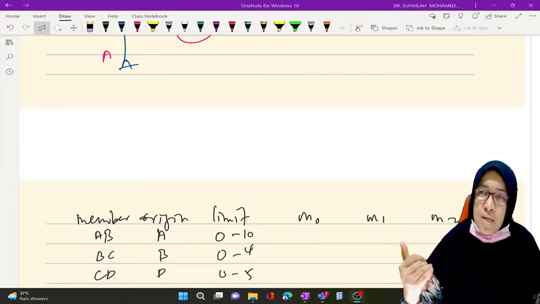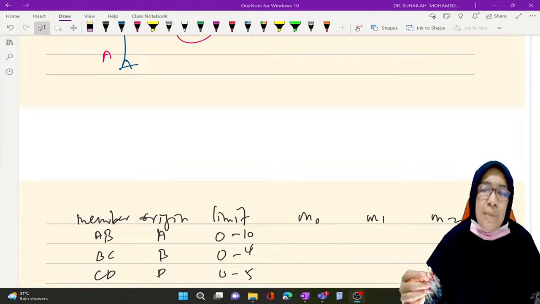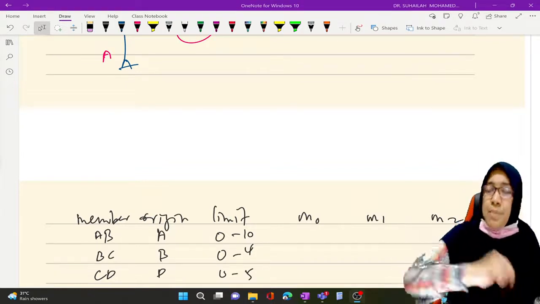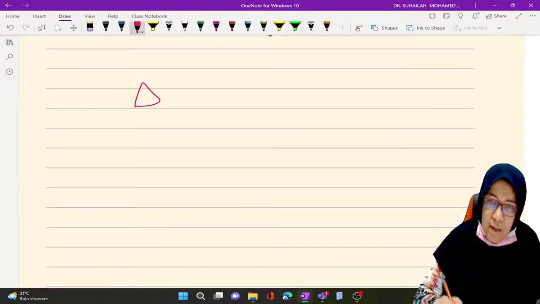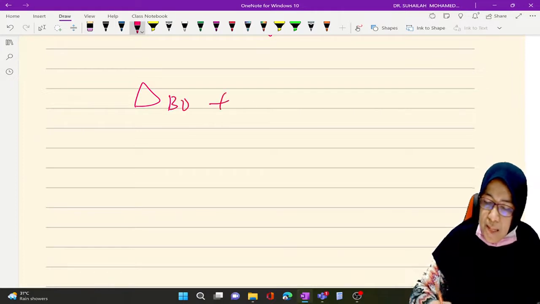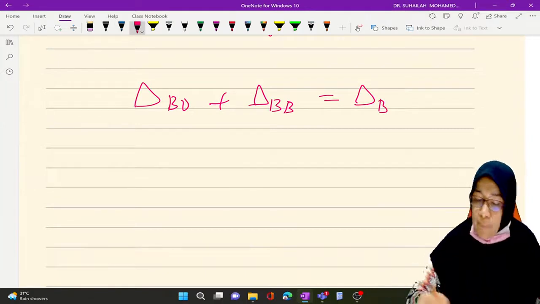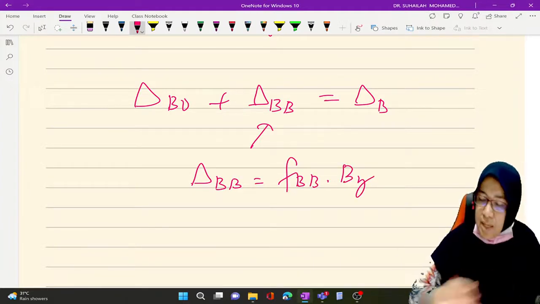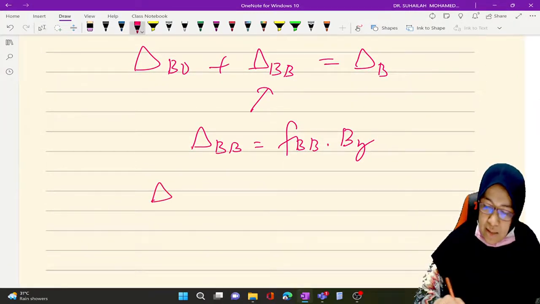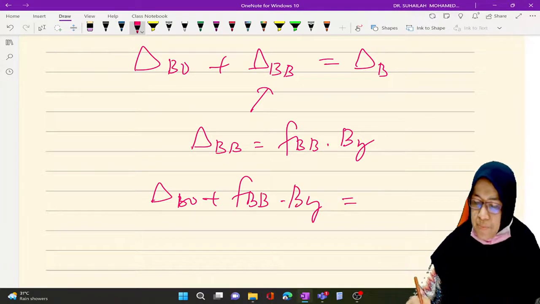So equation kita displacement kita pakai semua simbol F. So tak payah pakai simbol delta BB. Sebab apa? Kalau you rasa confused kan, kalau you tengok nota, dia buat macam ni. Dia buat delta B0 plus delta BB equal to delta B. Betul, this is the right one. But delta BB is actually equal to FBB kali BY. Okay, that is why bila kita tulis, kita just tulis delta B0 plus FBB kali dengan BY equal to 0.